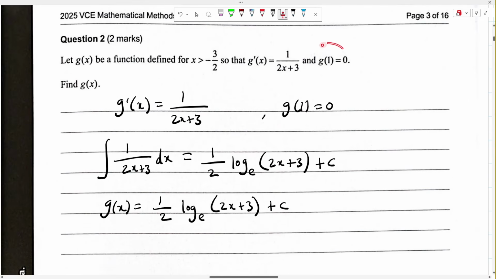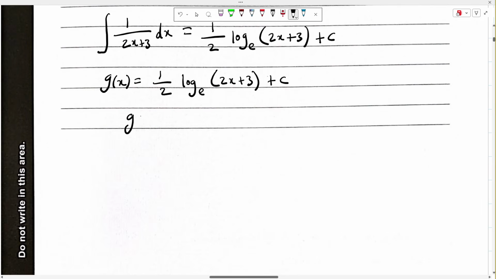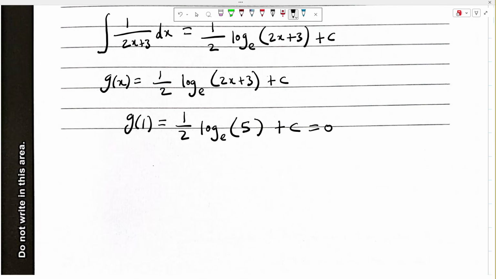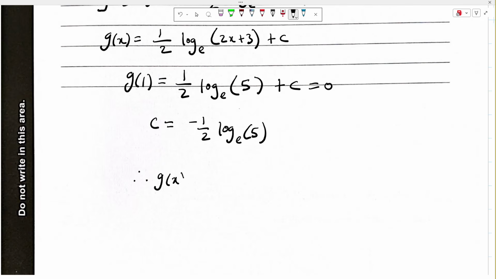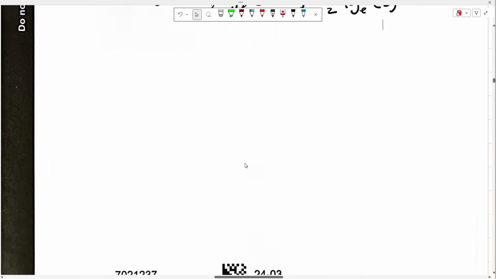So we can use this information that g of 1 is equal to 0. So let's find g of 1. That's a half log base e of 2 plus 3, which is 5, and then plus c. And g of 1 is equal to 0. So of course c is equal to negative a half log base e of 5. Now the question actually says to find g of x, so we're going to write that. That's going to be half log base e of 2x plus 3, minus a half log base e of 5. That's the rule of g of x.